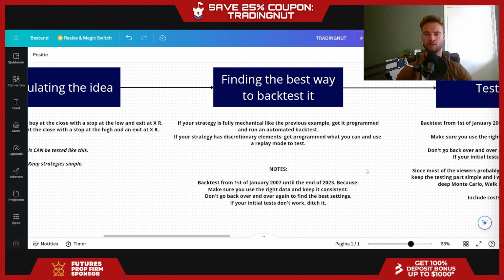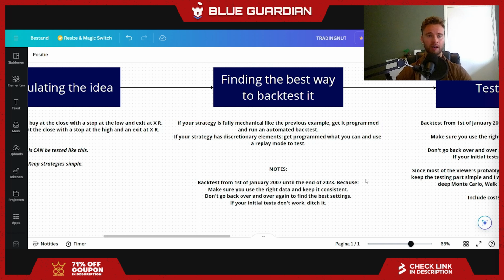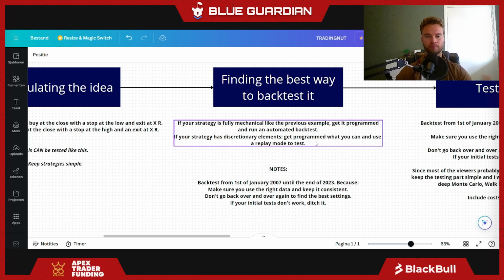However, I do know that probably most of the guys and girls watching this have a strategy that contains discretionary elements. And when that's the case, you cannot fully automate it, because you cannot automate discretion. What you want to do is take a look at what you have and see if certain parts of your strategy can be programmed to make the testing as easy, efficient, and fast as possible.